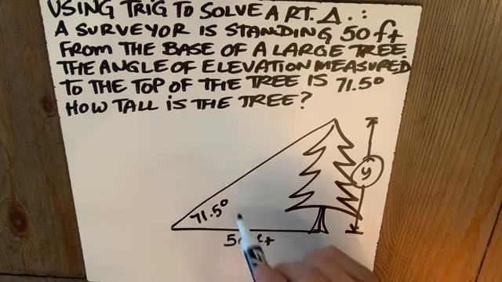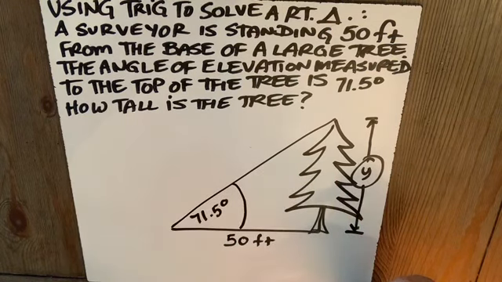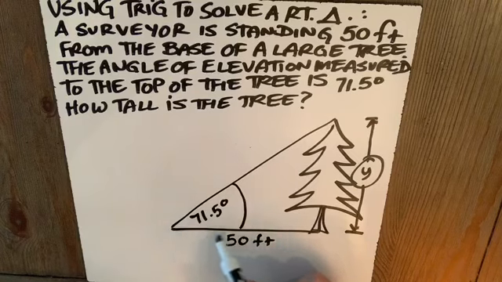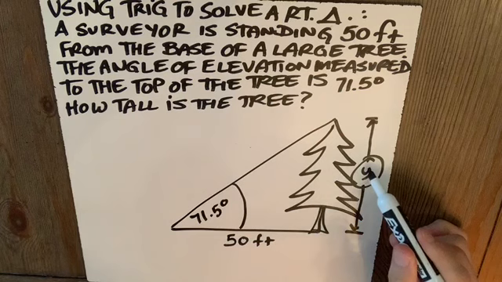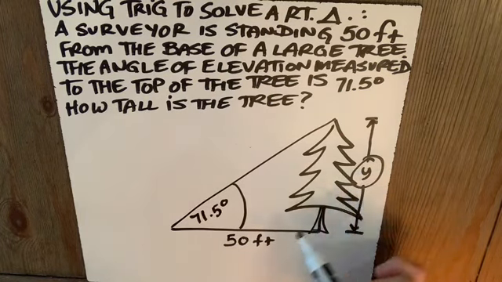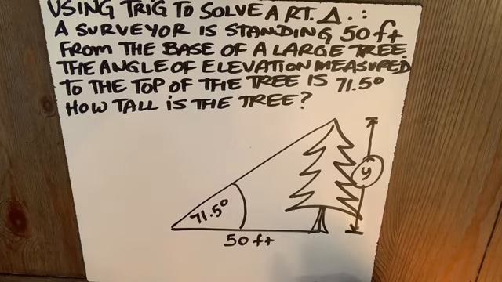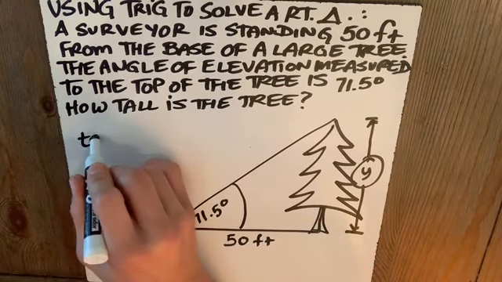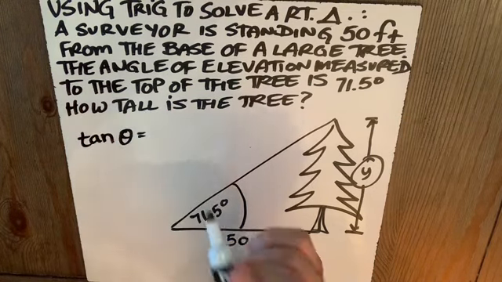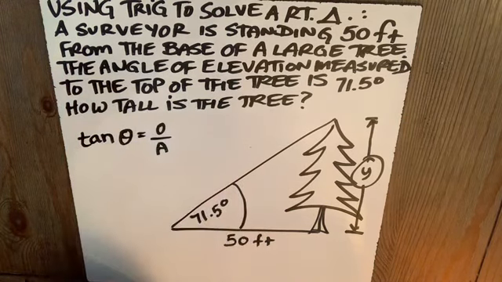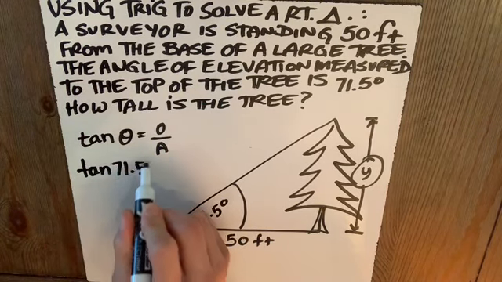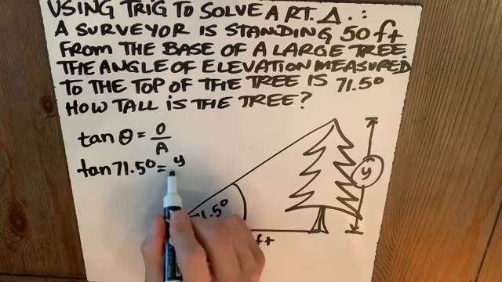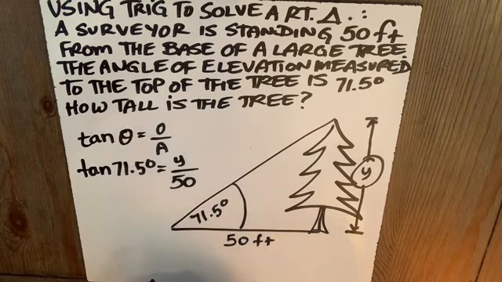So we have the angle of elevation. We have the horizontal distance, but we don't have the vertical distance. We do have opposite and adjacent. We have this relationship. I'd much rather deal with tangent than cotangent. So I will say tangent of an angle is equal to opposite over adjacent. This implies that tangent of 71.5 degrees is equal to opposite, y, over adjacent, 50.